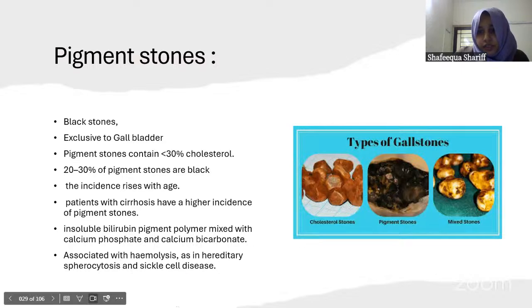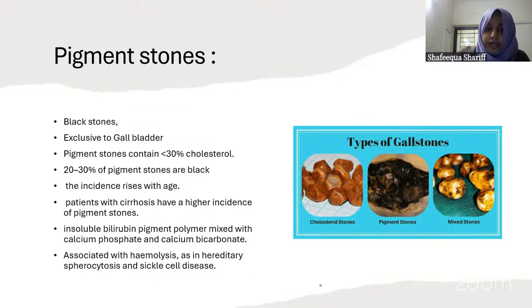In pigment stones, the center one that you can see is the pigment stone, and these are the mixed stones. The pigment stones can be black as well as brown. So we'll start off with the black. The black stones are exclusive to the gallbladder, and they have less than 30% of cholesterol. In pigment stones, 20 to 30% are black, and the incidence rises with age. Even patients with cirrhosis seem to have a higher incidence of pigment stones, but the cause is not really known.